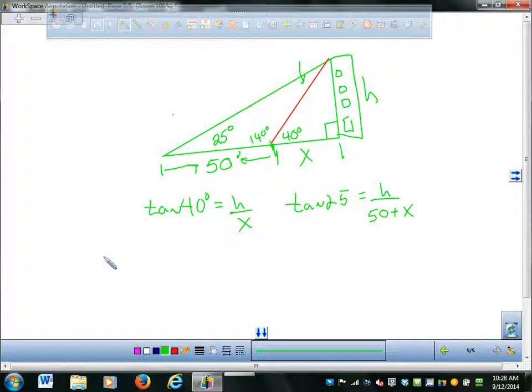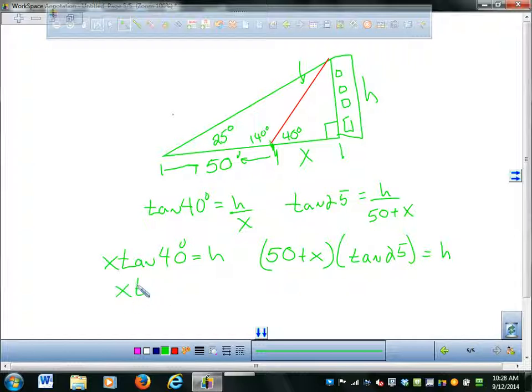Okay. So I cross multiply. I get x tan 40 equals h. See what I did? Cross multiply. And then I have 50 plus x times the tangent of 25 is also equal to h. Then what could I do with those two equations? I can substitute them in for each other, or I can set them equal.